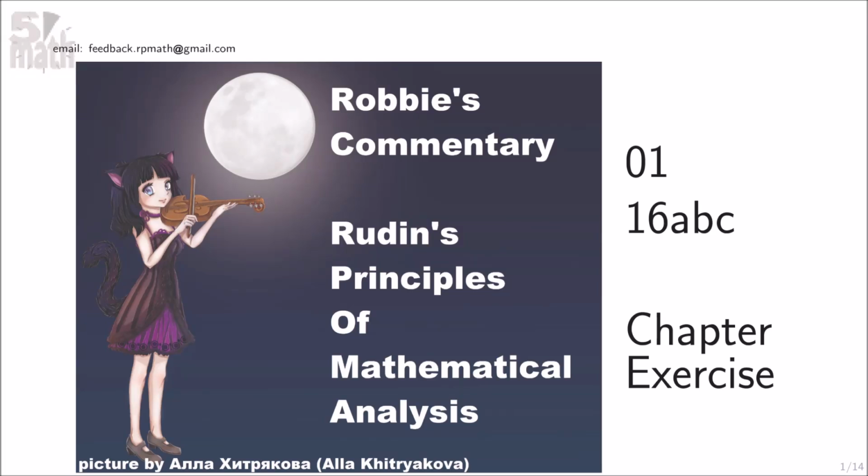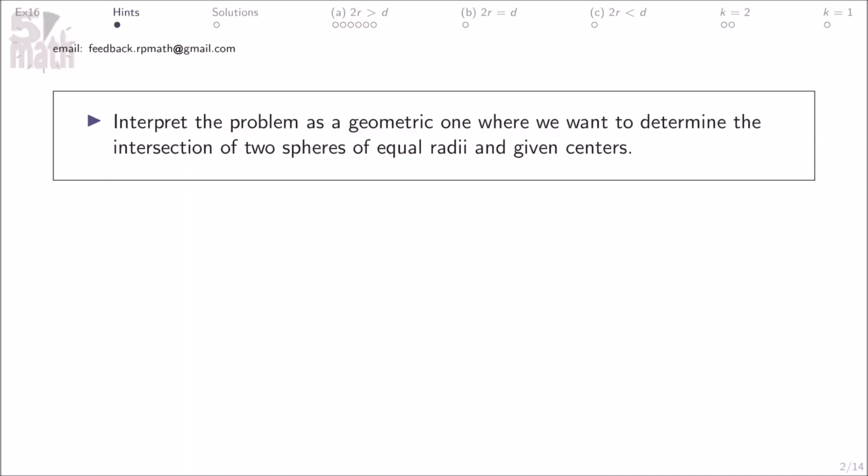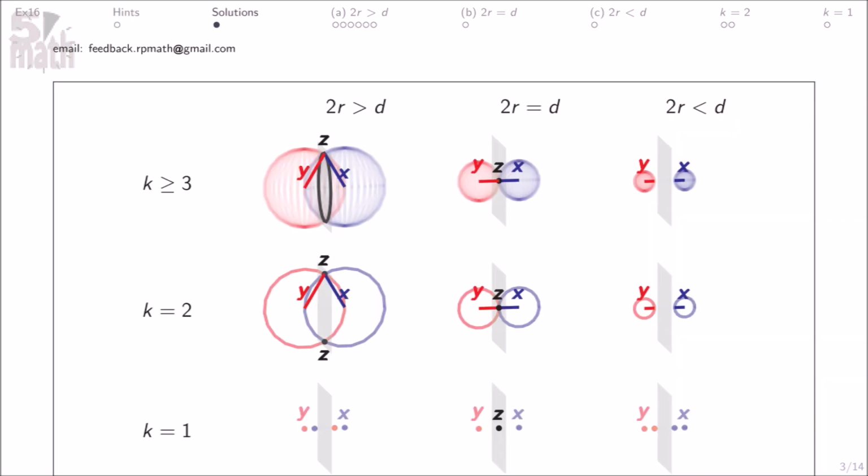Chapter 1, Exercise 16, ABC. Interpret the problem as a geometric one, where we want to determine the intersection of two spheres of equal radii and given centers. Here is a picture.